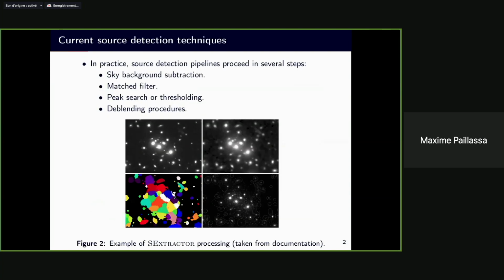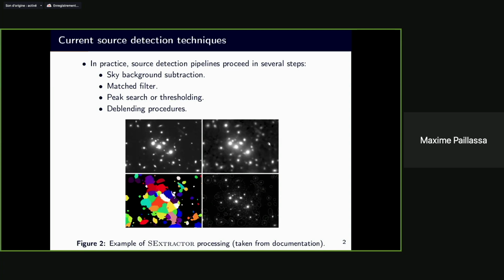So how is source detection done in practice? Currently, most source detection pipelines proceed in several steps. Here I show how SExtractor proceeds. It starts with a sky background subtraction. And then the core of the detection is a matched filter, which is the optimal linear filter to maximize the signal-to-noise ratio of a given isolated pattern in an image. In practice, it consists of convolving the image by the PSF of the instrument.